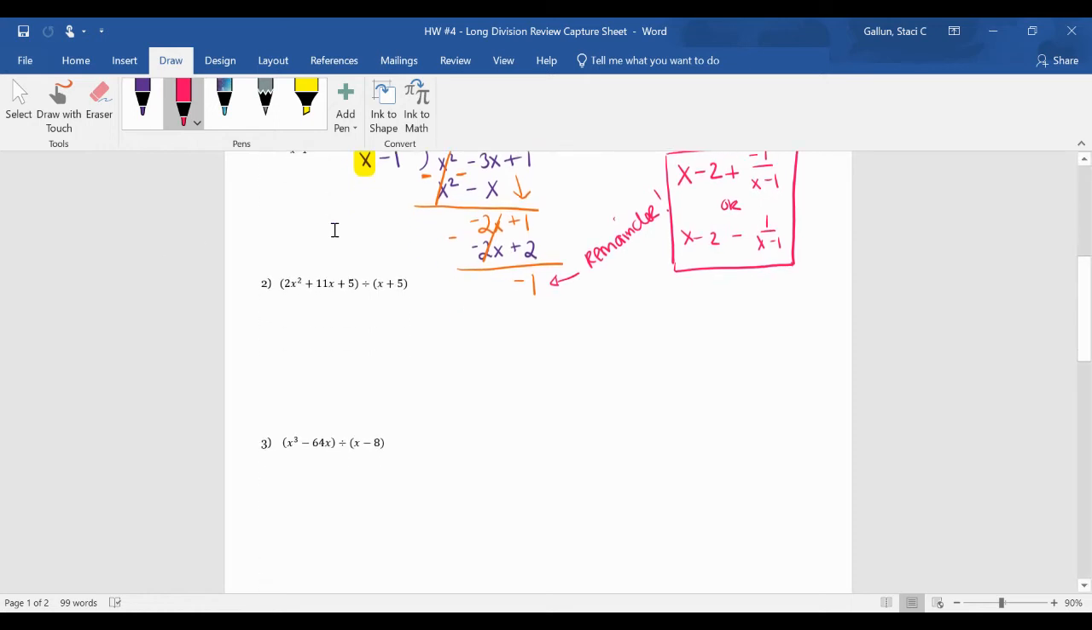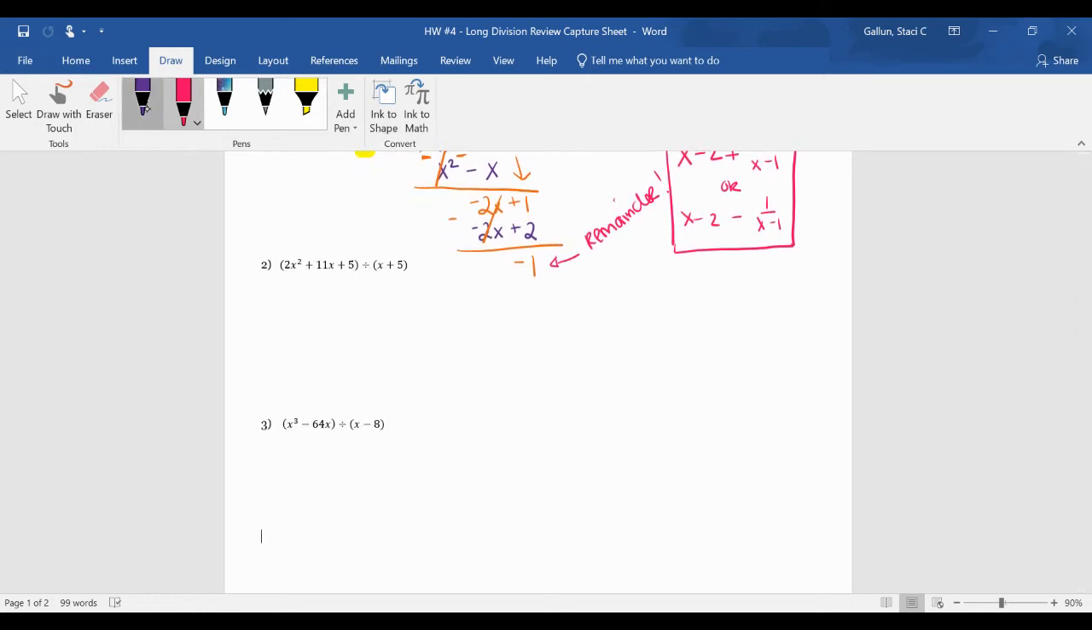So let's go ahead and try number 2. Again, I'm going to start by expressing it the same way I just did: 2x squared plus 11x plus 5 divided by x plus 5. Our focus will be x. So I have a question. How many times does x go into 2x squared? What do you need to multiply x by? Hopefully you said by 2x, right?